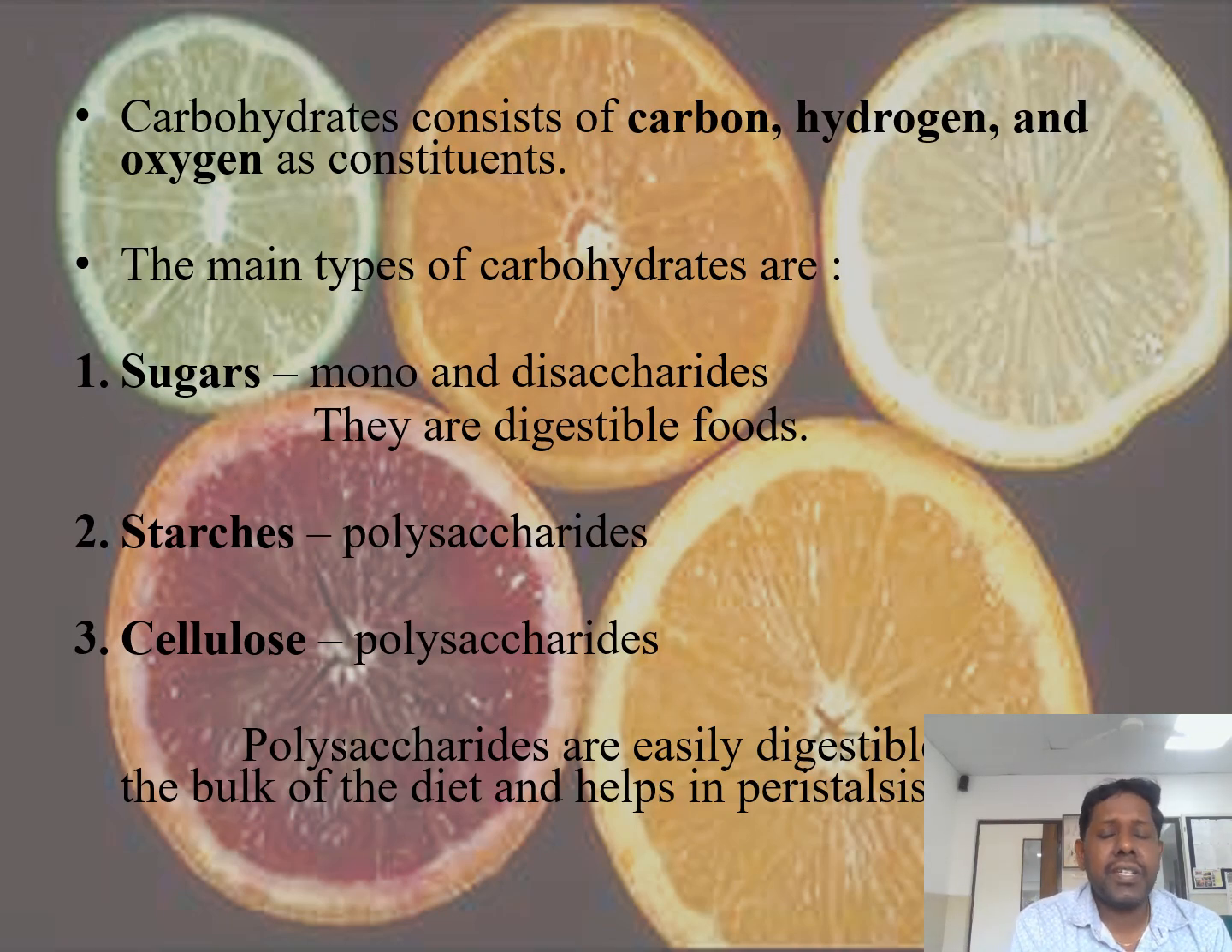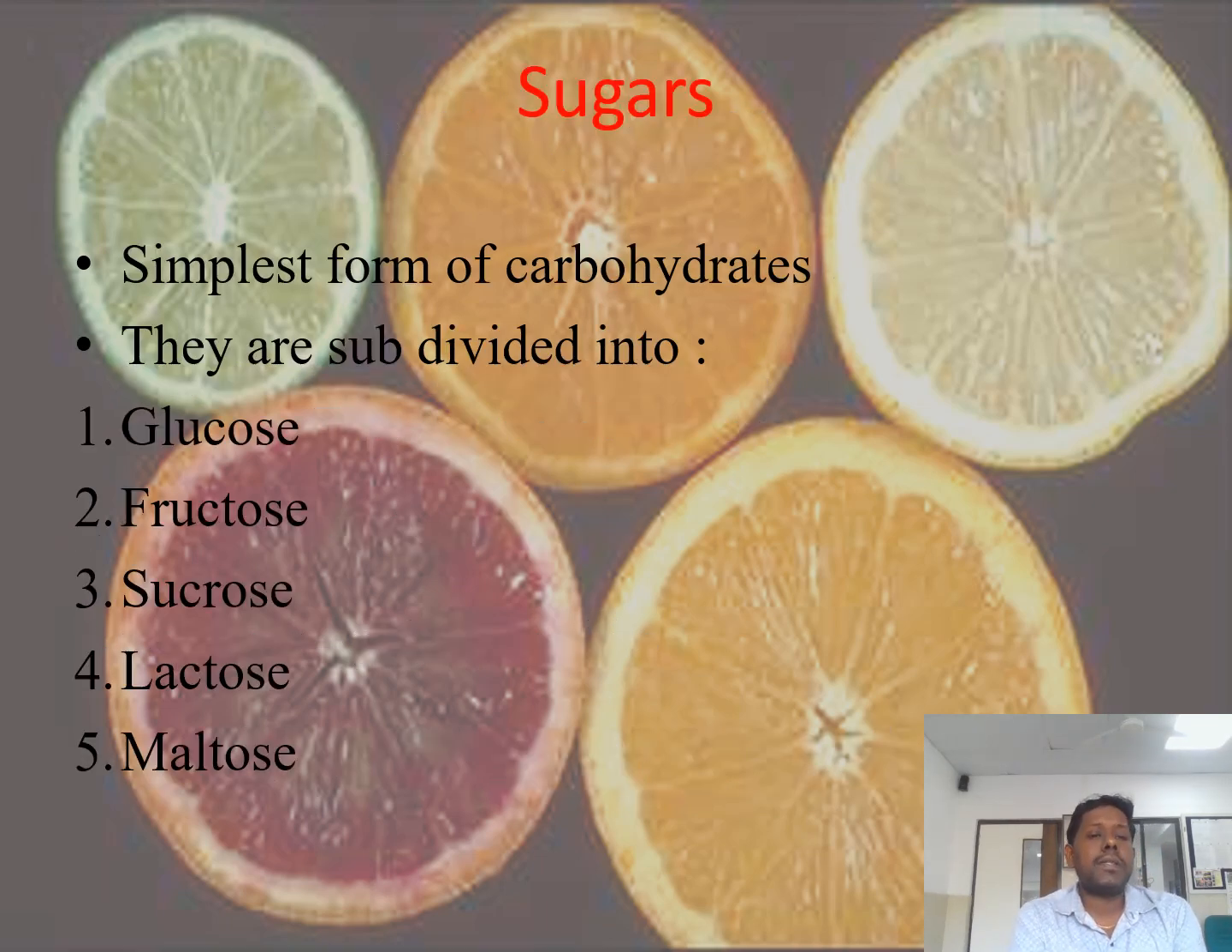What are the classifications of carbohydrates? There are three major types: sugars, starches and cellulose. The sugars can be further classified as mono- or disaccharides, starches as polysaccharides, and cellulose also contains polysaccharides. Polysaccharides are usually easily digestible. As I have already told, they help in the bulk of the body, thereby helping in peristaltic activity. Coming to the sugars, as we all know, they are the simplest form of carbohydrates, which can be subdivided into glucose, fructose, sucrose, lactose and maltose.